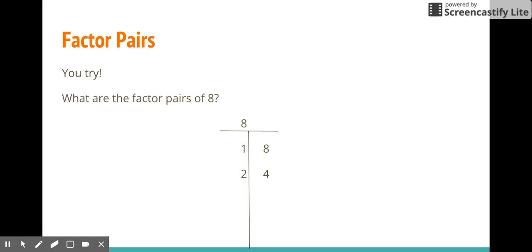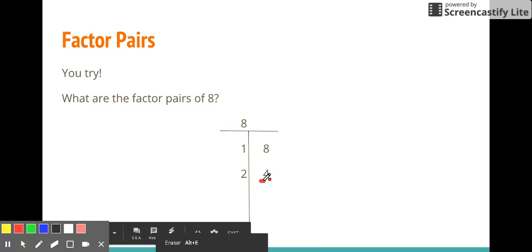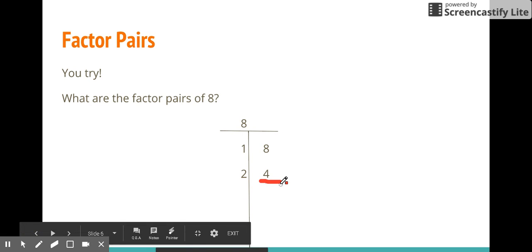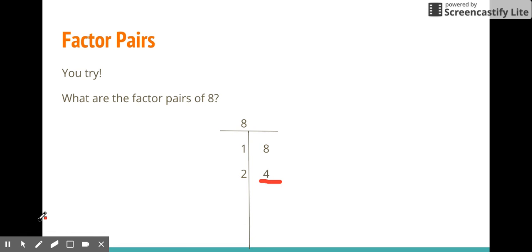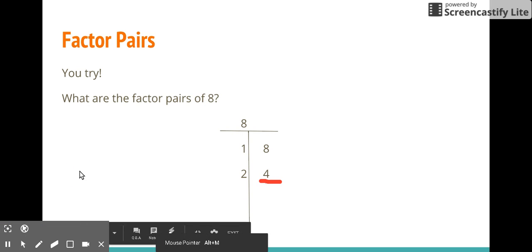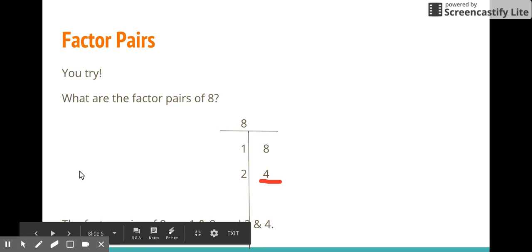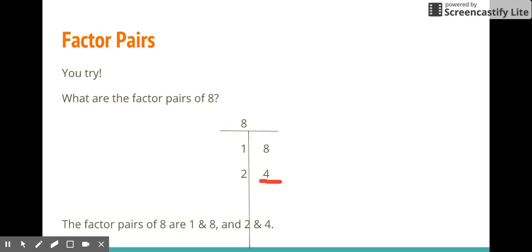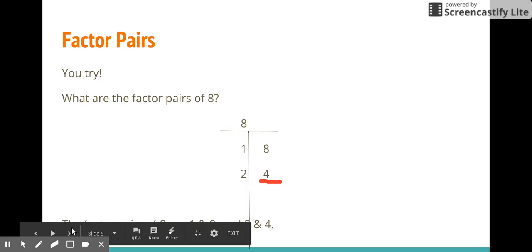The next number I would check would be 4. When I look at 4, I see that I already have 4 on my t-chart. I don't need to go any further. I've found all of the factors of 8. That tells me that because of the work that I did on my t-chart, the factor pairs of 8 are 1 and 8 and 2 and 4. Nice job.